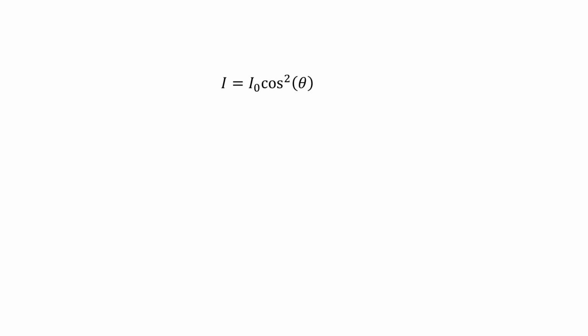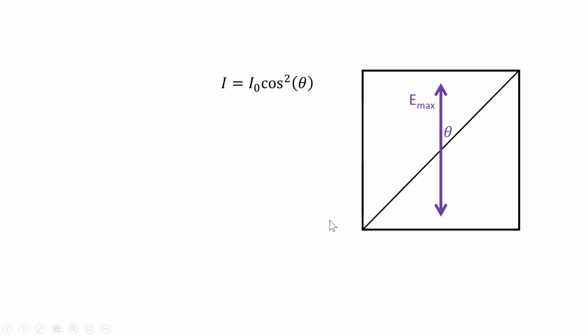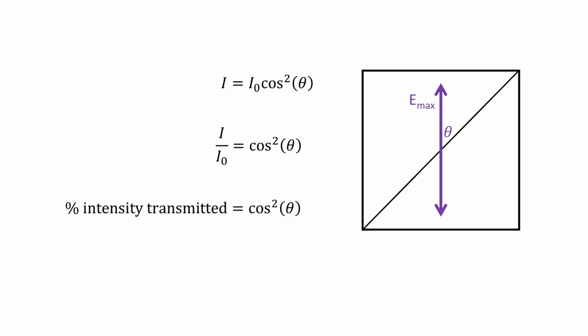Malus's law says that the transmitted intensity, I, is equal to the initial intensity striking the filter, I0, multiplied by the square of cosine of theta. And remember, theta is always between the polarization plane and the transmission axis. So we could take Malus's law and we could divide by I0, and what we have on the left then is the percent of intensity transmitted through the filter.